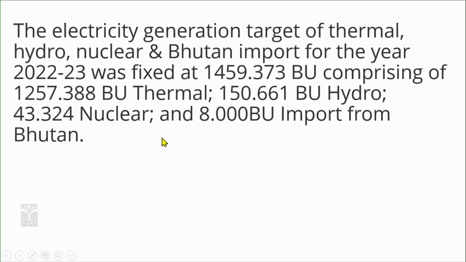to mention. So, the electricity generation target of thermal, hydro, nuclear and Bhutan import for the year 2022-23 was fixed as 1459 BU, comprising 1257 BU thermal. When you compare here, your targets are gradually increasing. We have a neighboring buffer country known as Bhutan. Bhutan has a surplus amount of hydel power, because of which we buy power from Bhutan.